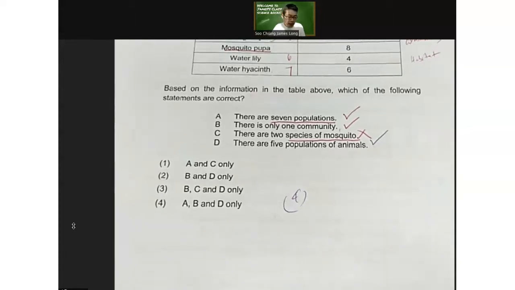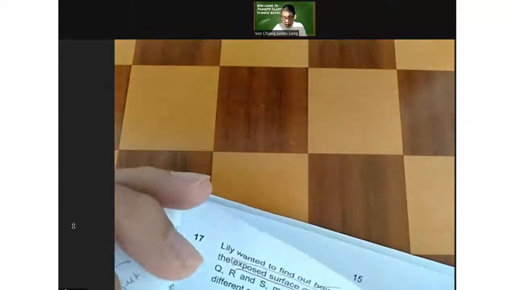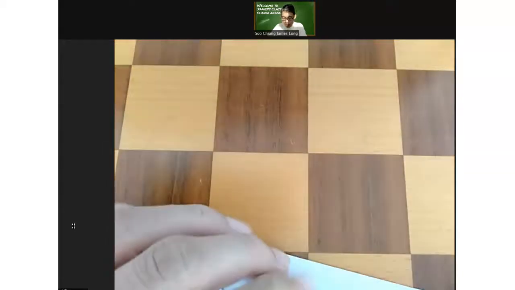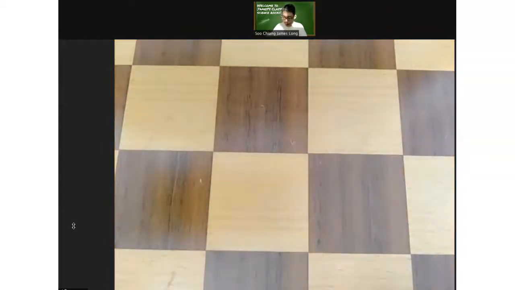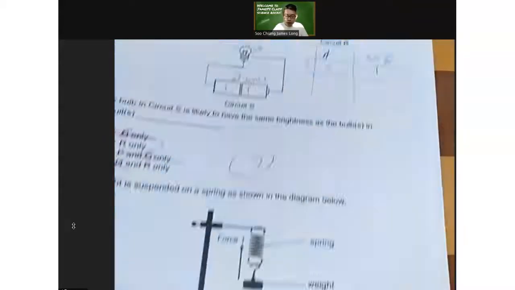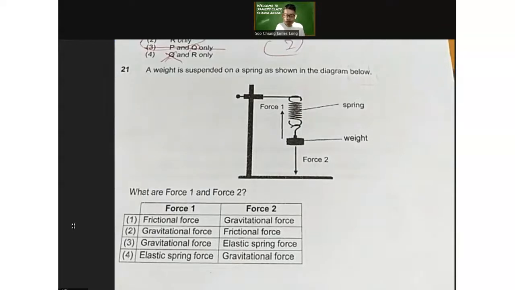Okay, now we've gone through the life science questions for our interactions. Let's go on to the physical science one. Let's start with this. Pause and try.